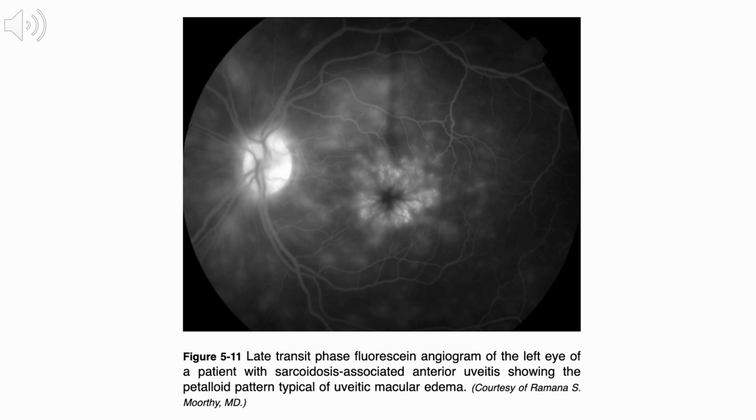This late-phase fluorescein angiogram, figure 511, comes from a patient with sarcoidosis-associated anterior uveitis. Look at the macula. The dye has pooled into a radiating, flower-like pattern of bright spokes around the fovea. That's the classic petaloid pattern of inflammatory macular edema, fluid collecting in the spoke-like Henle fiber layer of the macula, which fills with dye and lights up as petals. This image is the angiographic signature of the most common vision-limiting complication in uveitis, and it shows why FA is so useful for detecting macular edema that may be subtle on exam.